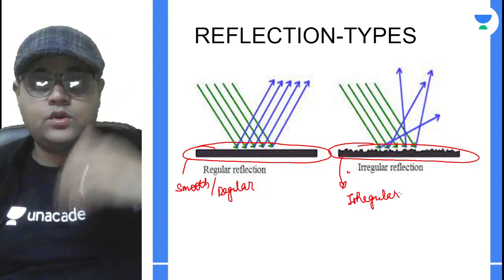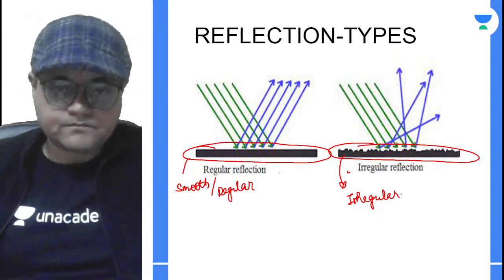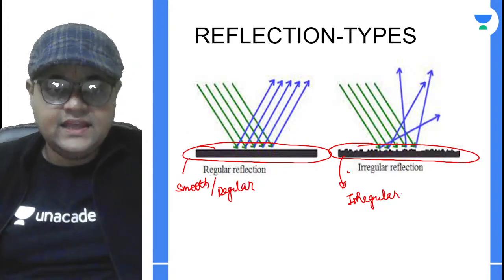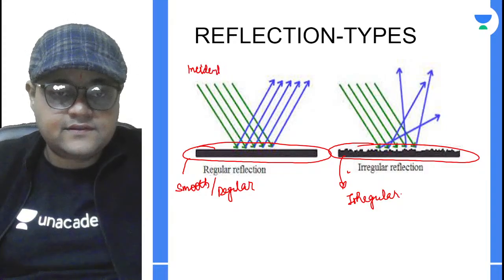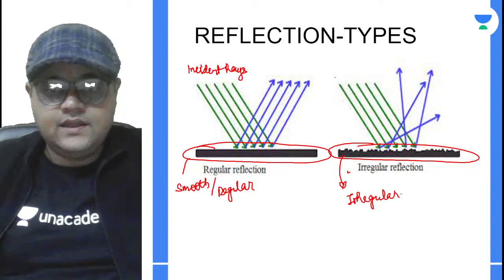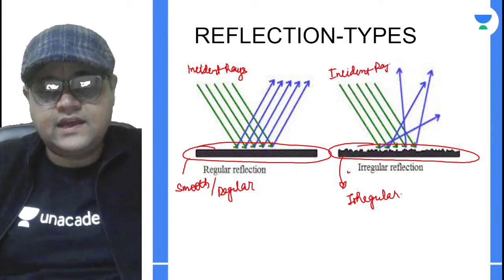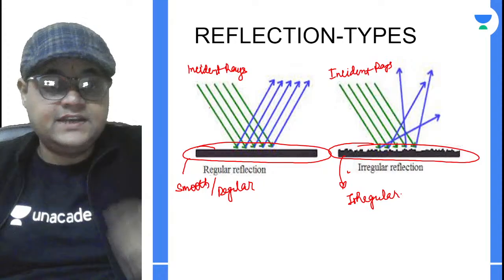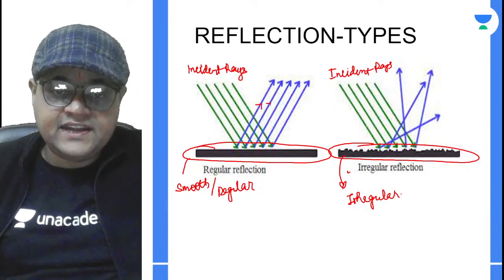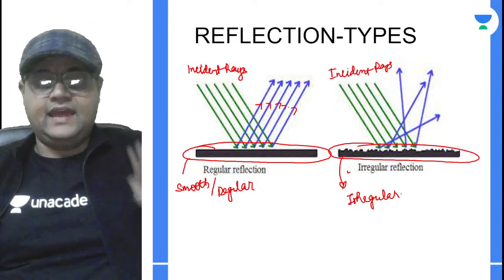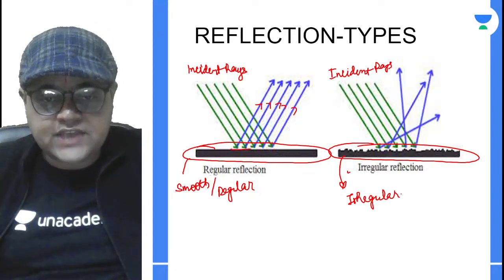Now see, what role does the surface play when we are analyzing the reflection part? In both the cases, this is a beam of incident rays. Incident rays in both the cases are parallel. Now when these incident rays strike a plane surface, you can clearly see that the reflected rays are following a pattern and these are also parallel. Why? Because the surface was absolutely smooth.